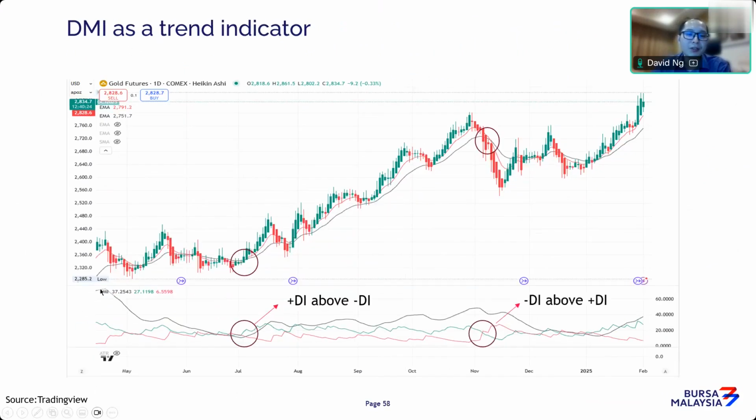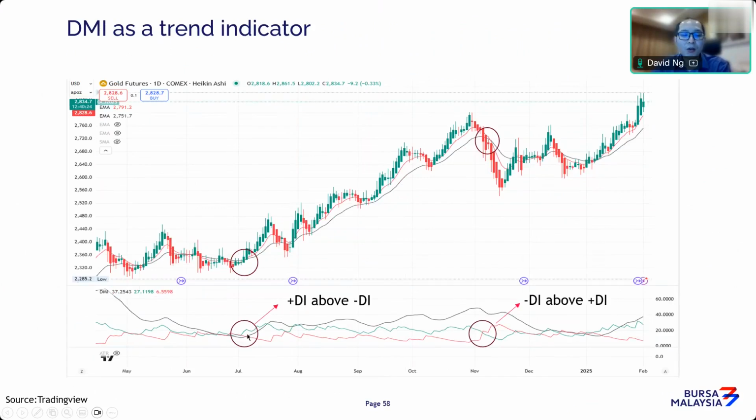Now, I just want to introduce the DMI. DMI is also a great tool if you're doing trend trading. DMI consists of 3 different lines. One, we have the black ADX line. We have the green and the red. The green line is basically the positive directional index. The red is basically the negative directional index.